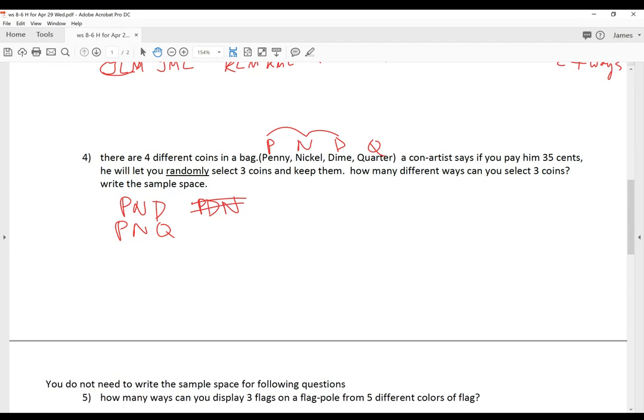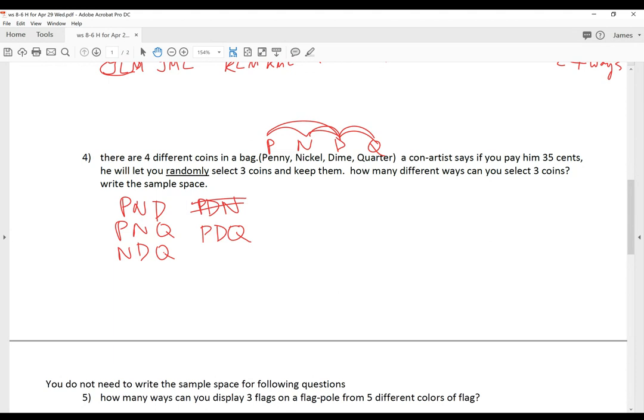And that's it for penny, nickels. So now you go with nickel, dime, and quarter. Wait, I skipped one. Penny, dime. Okay, penny, dime. I forgot the penny, dime. So there's a penny, dime, and quarter. Okay, not penny, nickel, dime, but penny, dime, and quarter. And then there's a nickel, dime, and quarter. So there's only 4 different possible ways of picking 3 coins and keeping them.